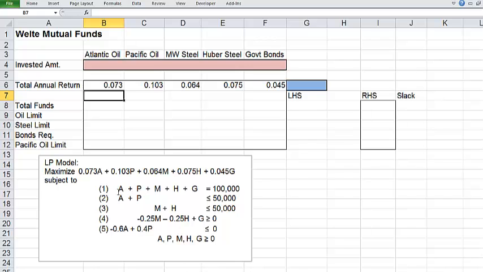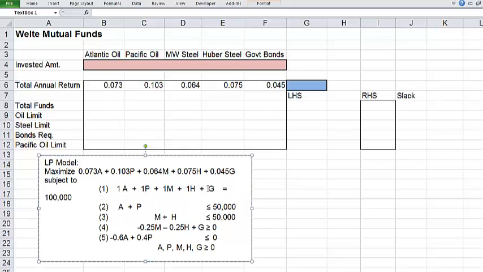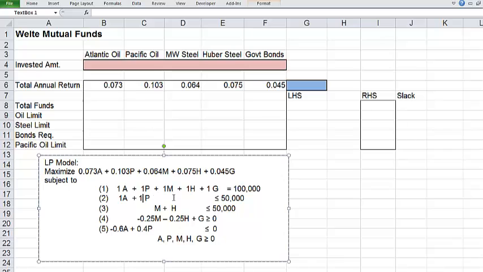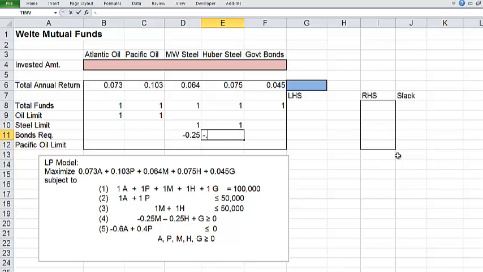Now the coefficients for the constraints. So remember, this is like 1, 1, 1, 1, 1. And here's 1, 1, and then 0, 0, 0, and here's 1, 1, like that. So here we're going to put 1, 1, 1, 1, 1. Then you got 1, 1, then 1, 1 for the steel companies. And the fourth constraint, we would put negative 0.25 and negative 0.25. And then for G, the coefficient is 1. And the last one, negative 0.6 and positive 0.4 here.